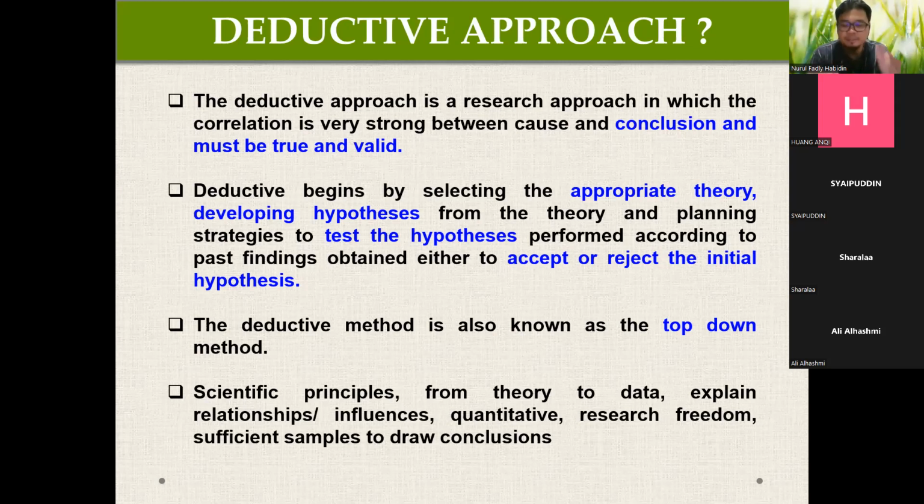Okay, we go to point number 3. The deductive method, also known as top-down. Top-down. Oh, I want to study this topic. Oh, for this topic, the most suitable and relevant theory is this theory. No option at all. You need to follow that theory. That's why we call that top-down.